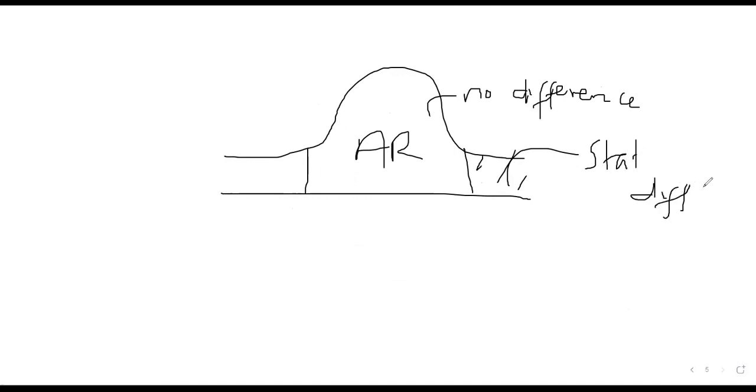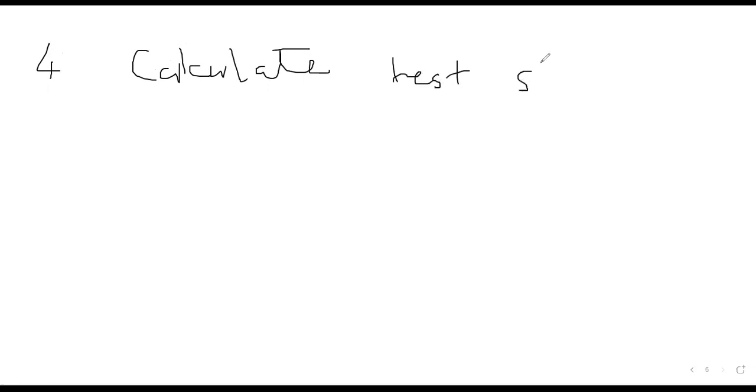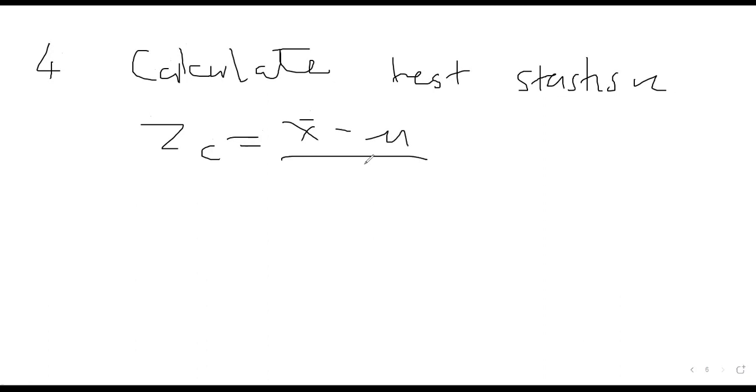So that is the third step. And the fourth step, we calculate Z. So we calculate what? The test statistic. Calculate the test statistic. So we have Z calculated is simply equal to X bar minus mu over standard deviation over square root of N.